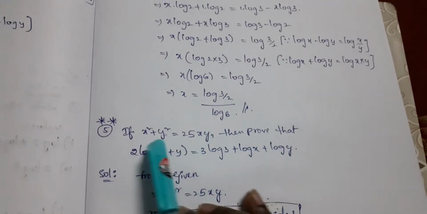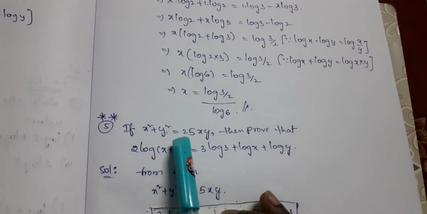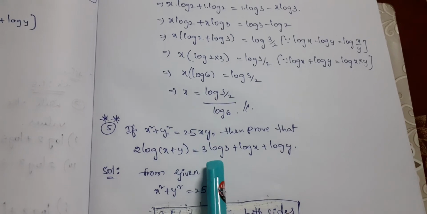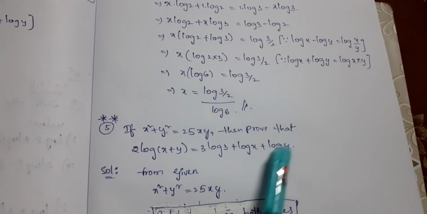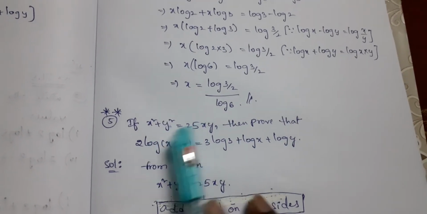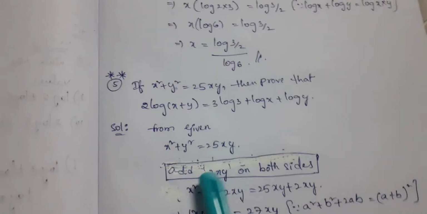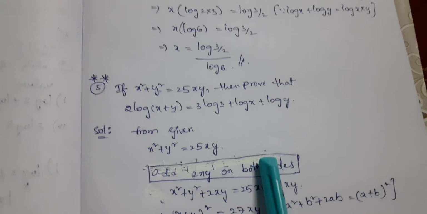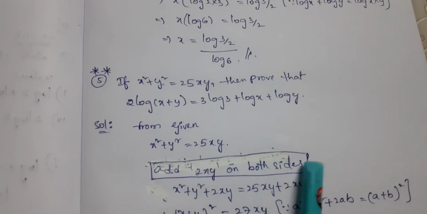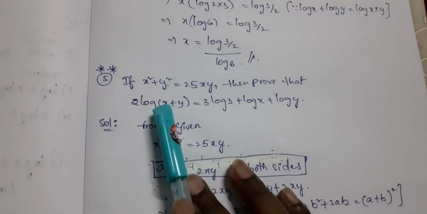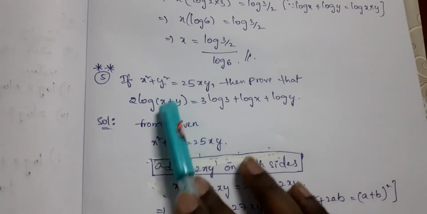Just try to understand. If x square plus y square is equal to 25xy, then prove that 2 log of x plus y is equal to 3 log 3 plus log x plus log y. From the given condition, x square plus y square is equal to 25xy. So here this given condition is important. Add 2xy on both sides. Why am I adding this 2xy? In my proving condition, it is in the form of x plus y. So that's why I am adding.